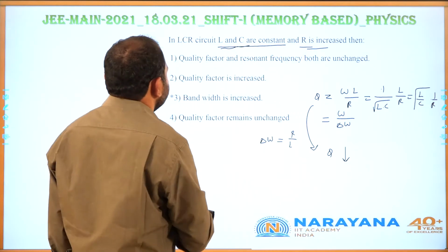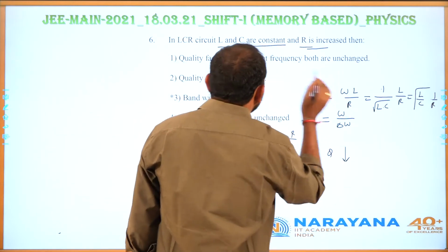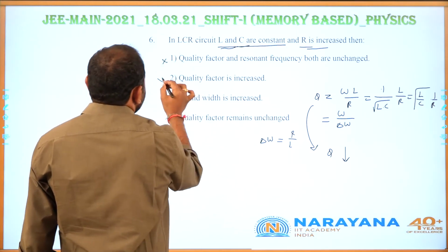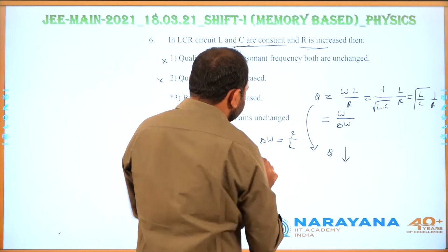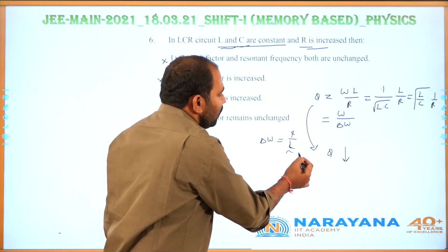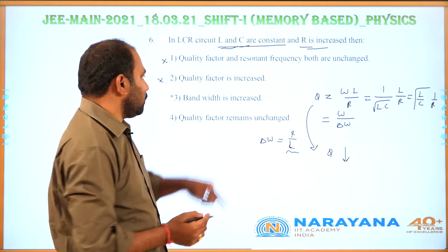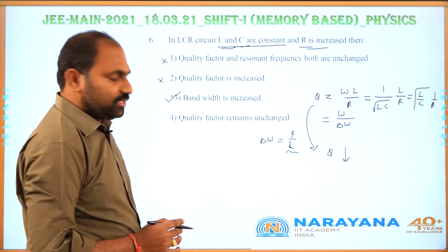Now let us check the options. Quality factor and resonance frequency both are unchanged. It is not correct. Quality factor is increased. It is not correct. Bandwidth is increased. It is clear from this expression delta omega equal to R by L. As R is increased, bandwidth increases as L is constant. So the third option is correct. Let us go to the next question, the seventh question.